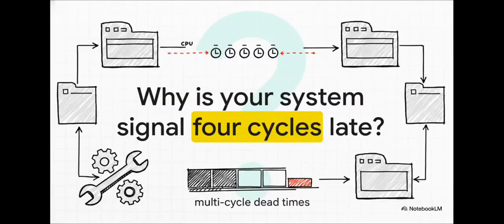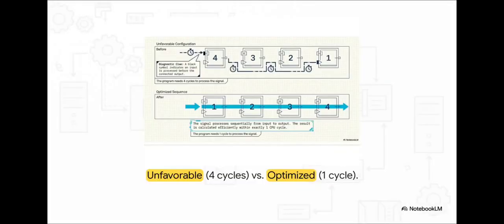So, picture this. You're looking at your live system and you realize, wait a minute, my system signal is arriving 4 full cycles late. Your physical hardware triggered on time, but the output took 4 entire CPU heartbeats to calculate. What went wrong? Well, the answer usually lies in multi-cycle dead times caused by an unfavorable configuration. And this brilliantly illustrates the why behind that delay.